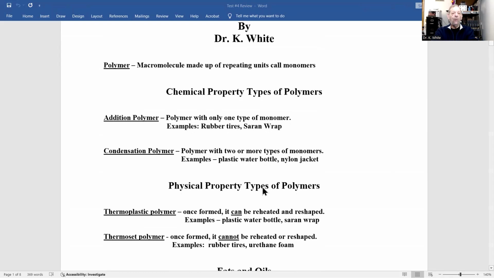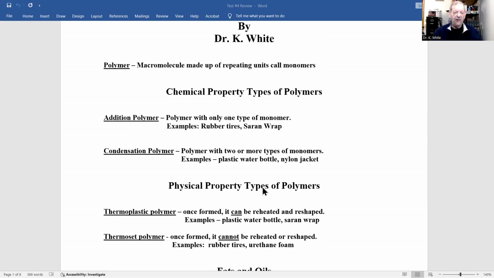First of all, what is a polymer? It's a macromolecule. That means it's a big molecule made up of repeating units called monomers. Now, you should know there are two different ways of classifying polymers. One is by its chemical property and the other by physical.